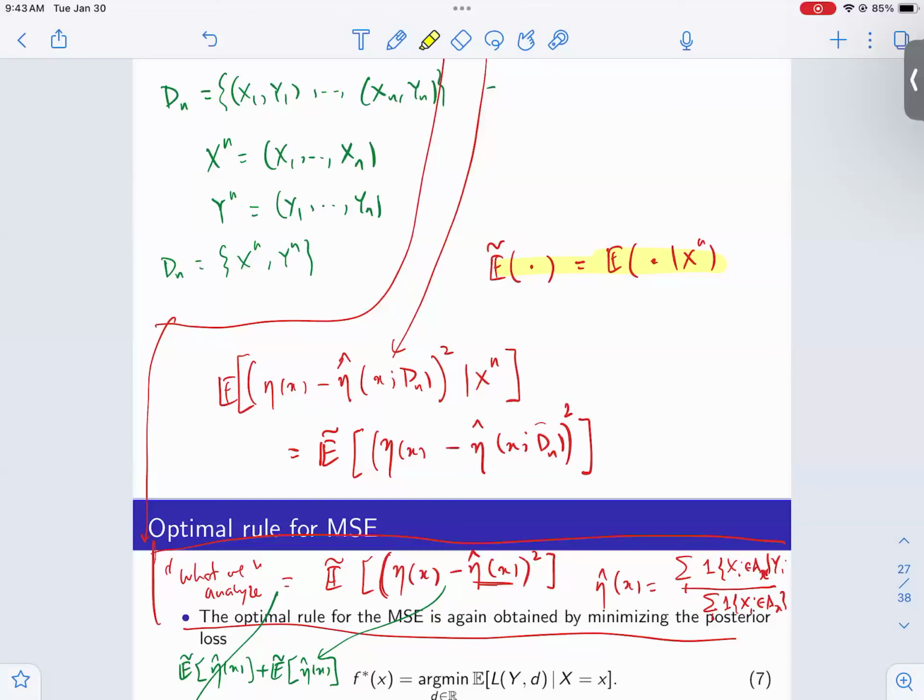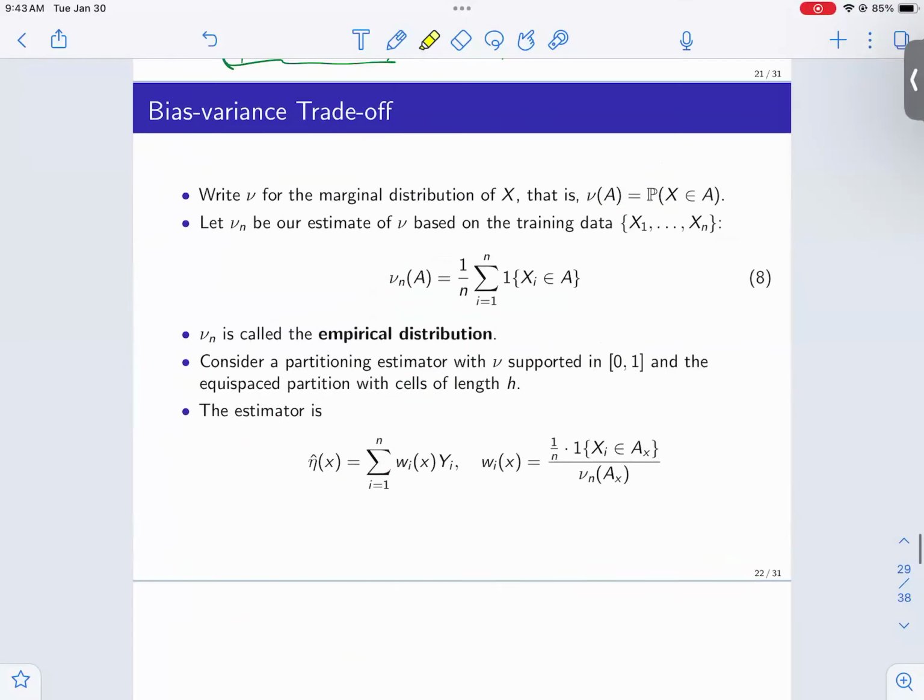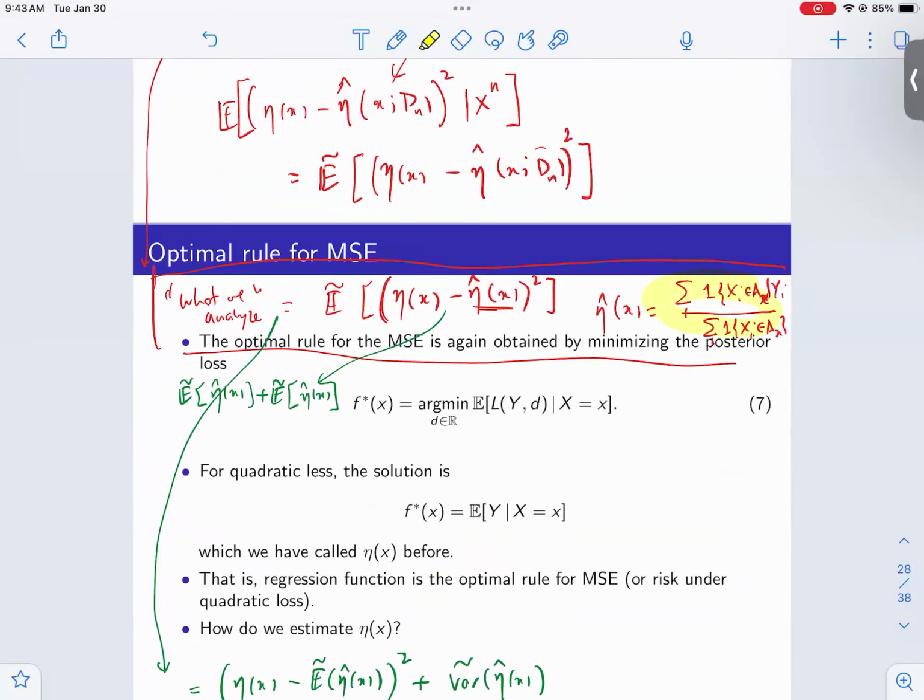This is the quantity that we're analyzing. This is the easiest thing that you can analyze, and it gives you intuition of what is going on. So I have an estimator, and you can see that this particular form depends on the entire training data, and also on the point that I'm estimating at. This is eta hat x, the particular partitioning estimator that I'm going to look at.